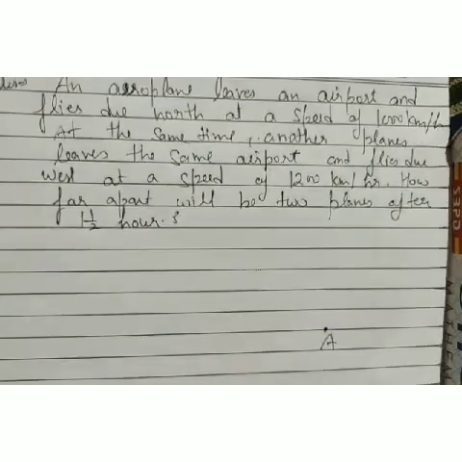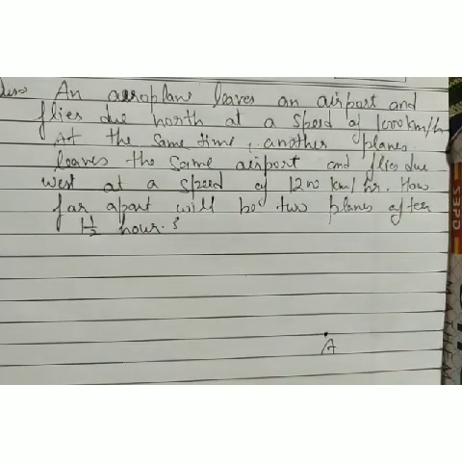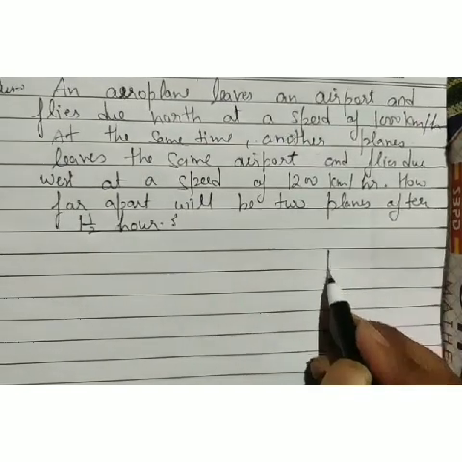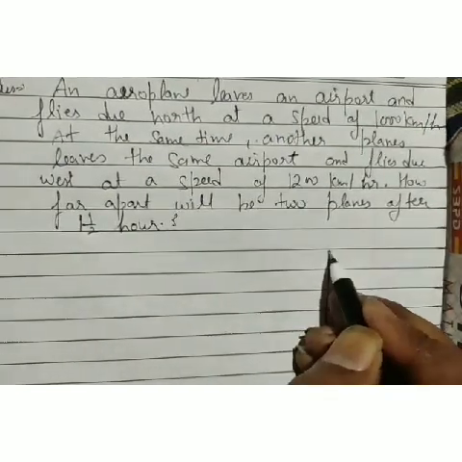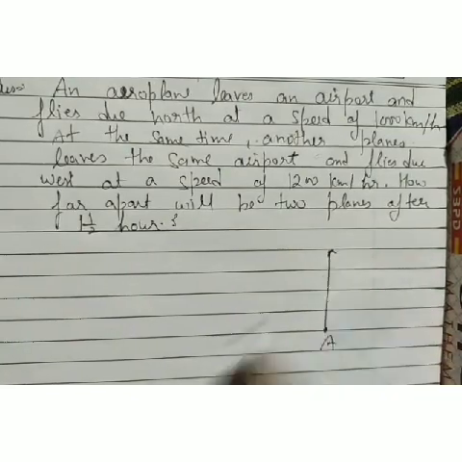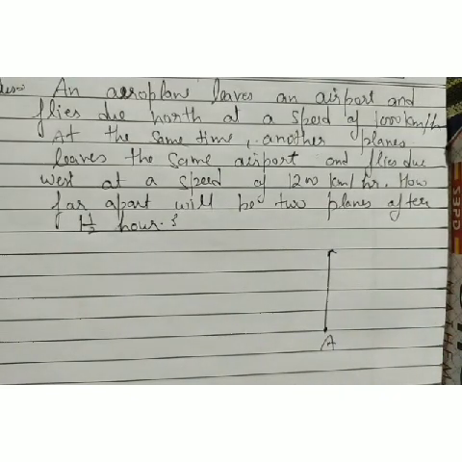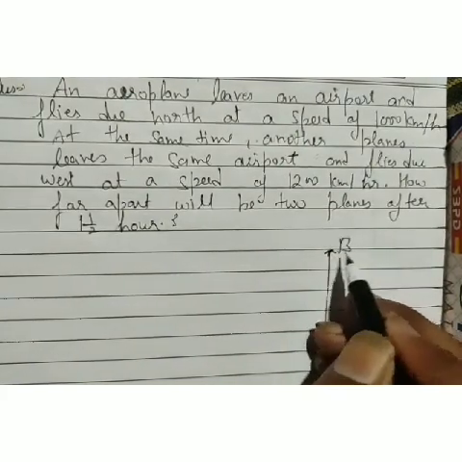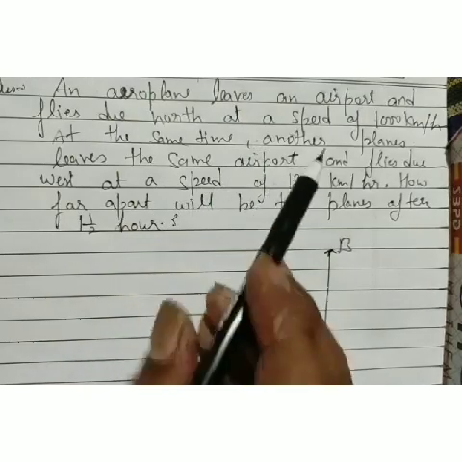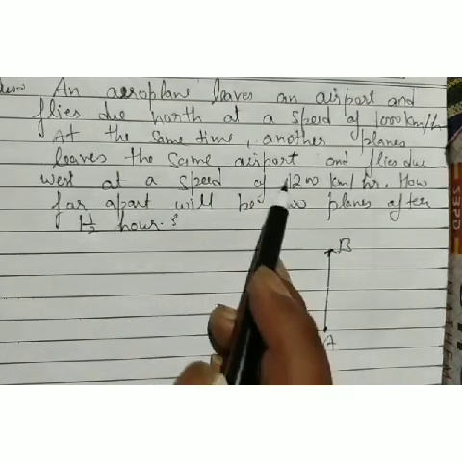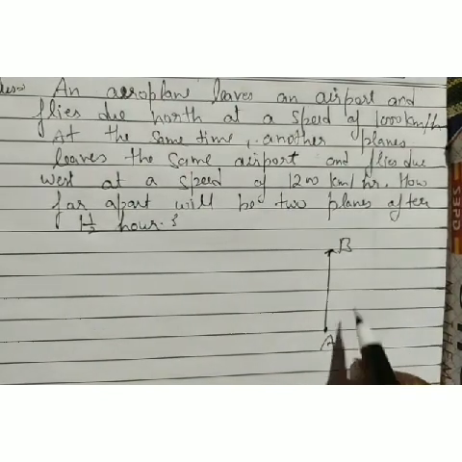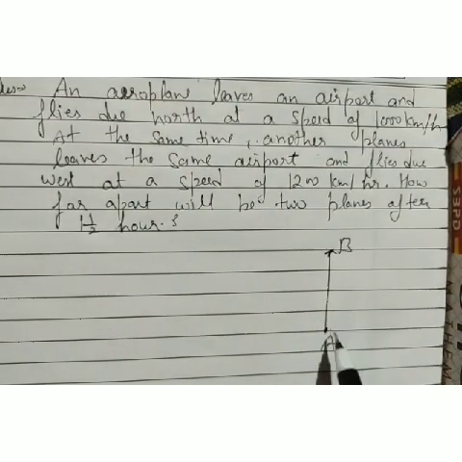Now an aeroplane leaves an airport and flies due north at a speed. From here, what is our north? This is our north direction. We take A as the airport. Let's suppose this is B. B is our position. When our plane moves for 1.5 hours, it reaches position B, with the speed given as 1000 km per hour.